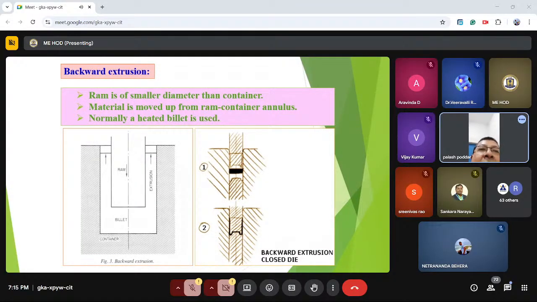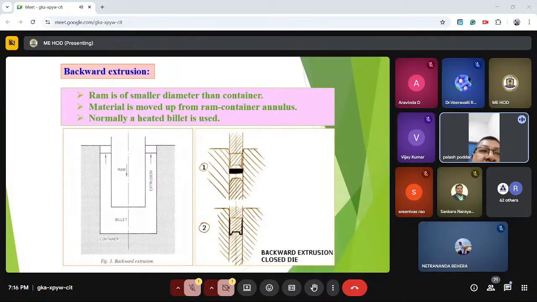Backward extrusion. The ram diameter is smaller than the container inner diameter. Material is moved up through the ram-container annulus. This is called annulus on top. So the ram is moving like this, and the material will flow upward. Extrusion will take place upward. Normally a heated billet is used in this case. So this is called backward extrusion.